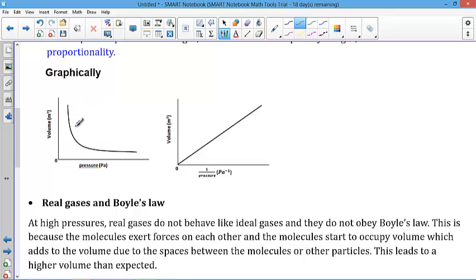You get this kind of a shape when you're plotting volume against pressure. But if you plot volume against 1/pressure, you're going to get a straight line like this one here. Now when you do that, the units for pressure are not going to be pascals anymore, but they're going to be 1 over pascal, or pascal to the power negative 1.